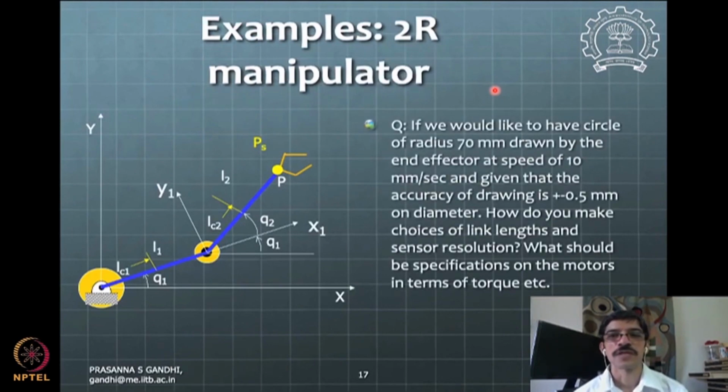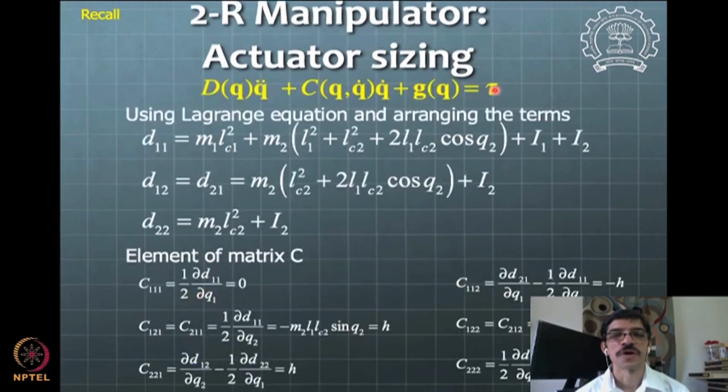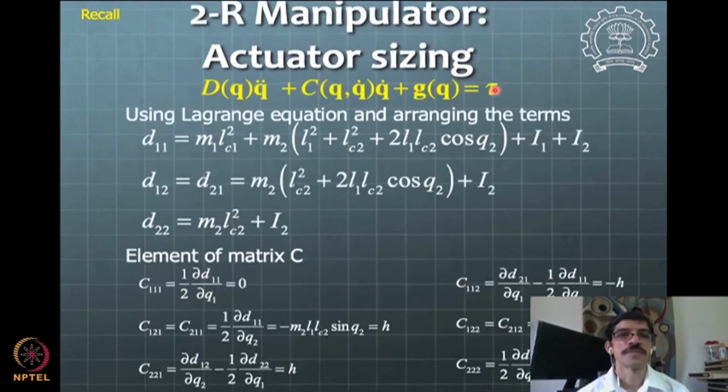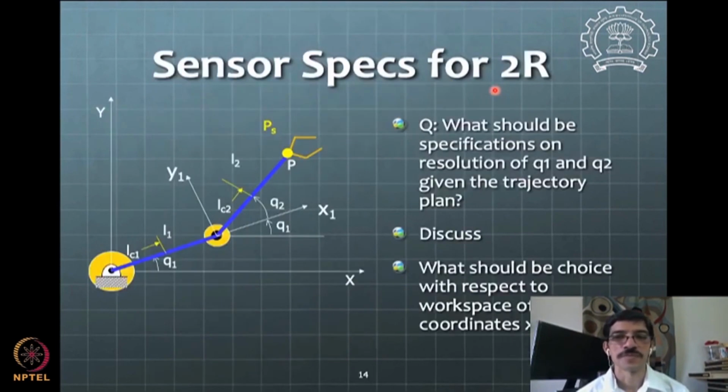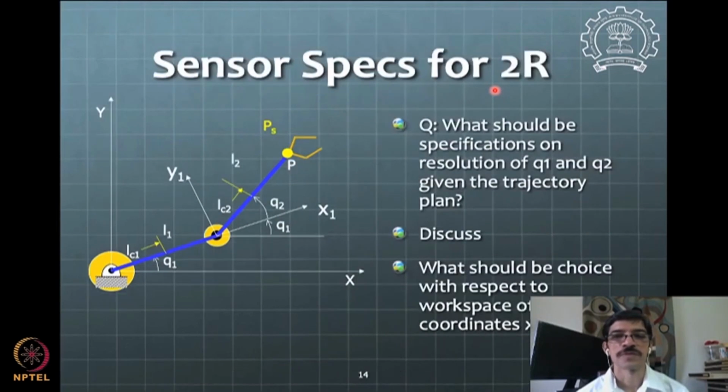So this is about sizing the actuator in the same kind of fashion as we did for the earlier case. All these actuator sizing considerations will need you to plan a trajectory. Okay, that is the bottom line here. You need to plan this trajectory to get to this.